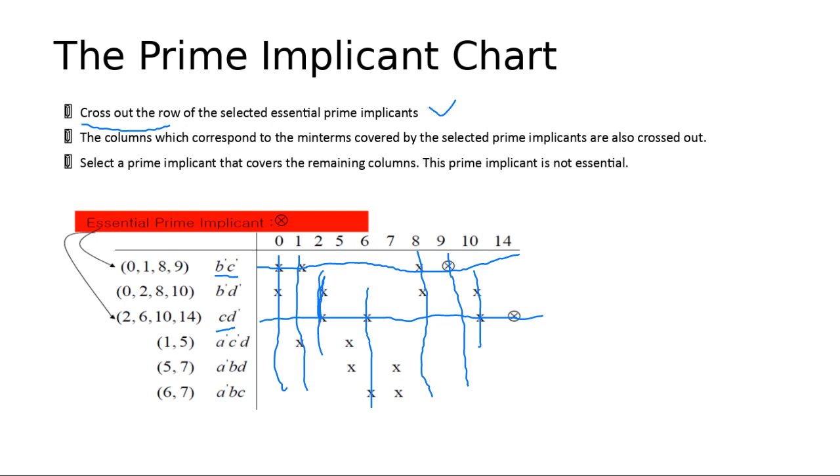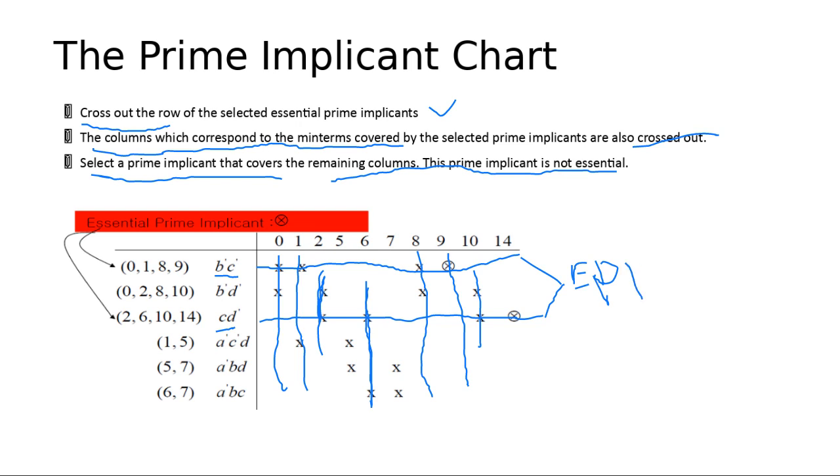And we do this first step. The columns which correspond to minterms covered by the selected prime implicant are also crossed out, and we do this one also. Select a prime implicant that covers the remaining columns. The prime implicant is not essential. This one and this one are essential prime implicants. You have to use them.